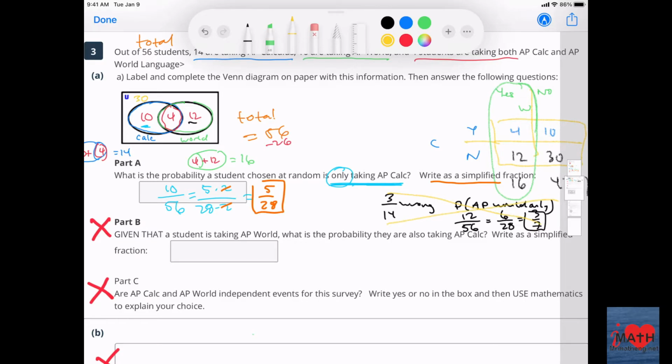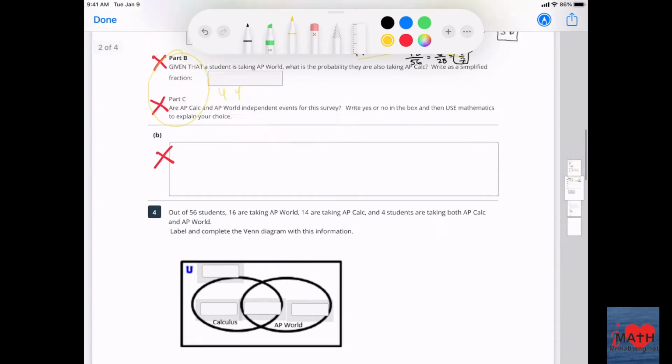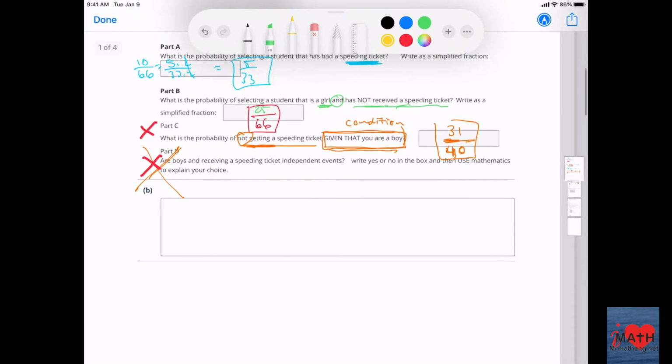Again, B we're skipping because it's conditional probability. C is independence, which you guys are learning in 4.4, so these are like 4.4 lessons. That's why I'm not grading those. And that's the same thing for the next one, yeah, we did that.